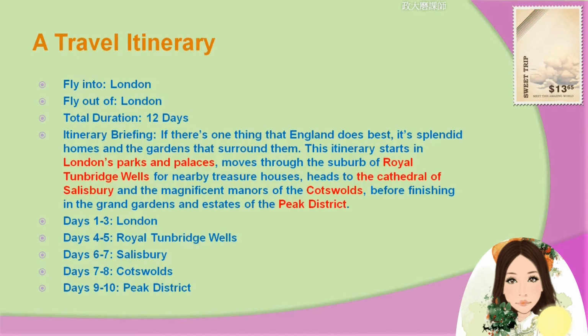Fly into London, fly out of London. Total duration is 12 days. Itinerary briefing. If there's one thing that England does best, it's splendid homes and the gardens that surround them. This itinerary starts in London's parks and palaces, moves through the suburbs of Royal Tunbridge Wells for nearby treasure houses, heads to the Cathedral of Salisbury and the magnificent manors of the Cotswolds, before finishing in the grand gardens and estates of the Peak District.